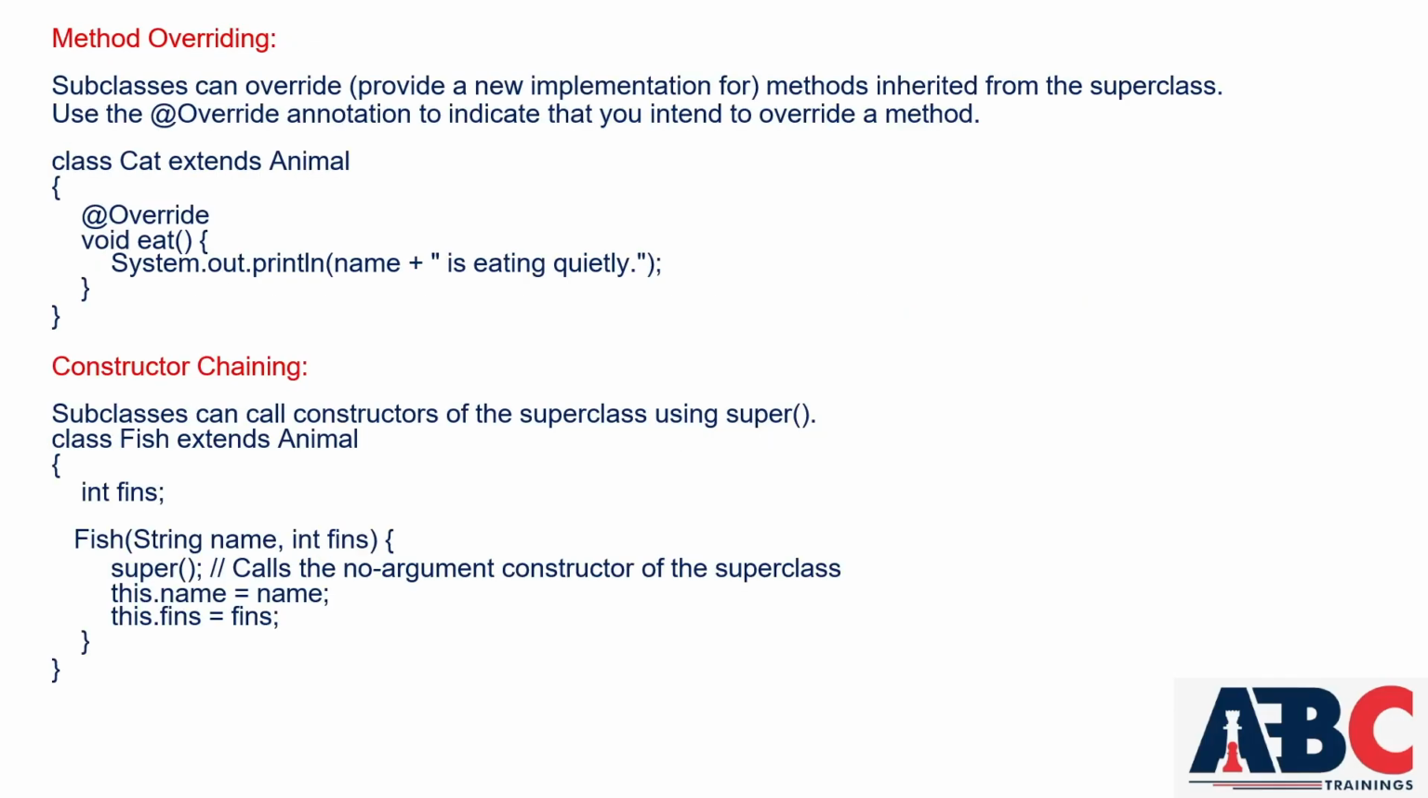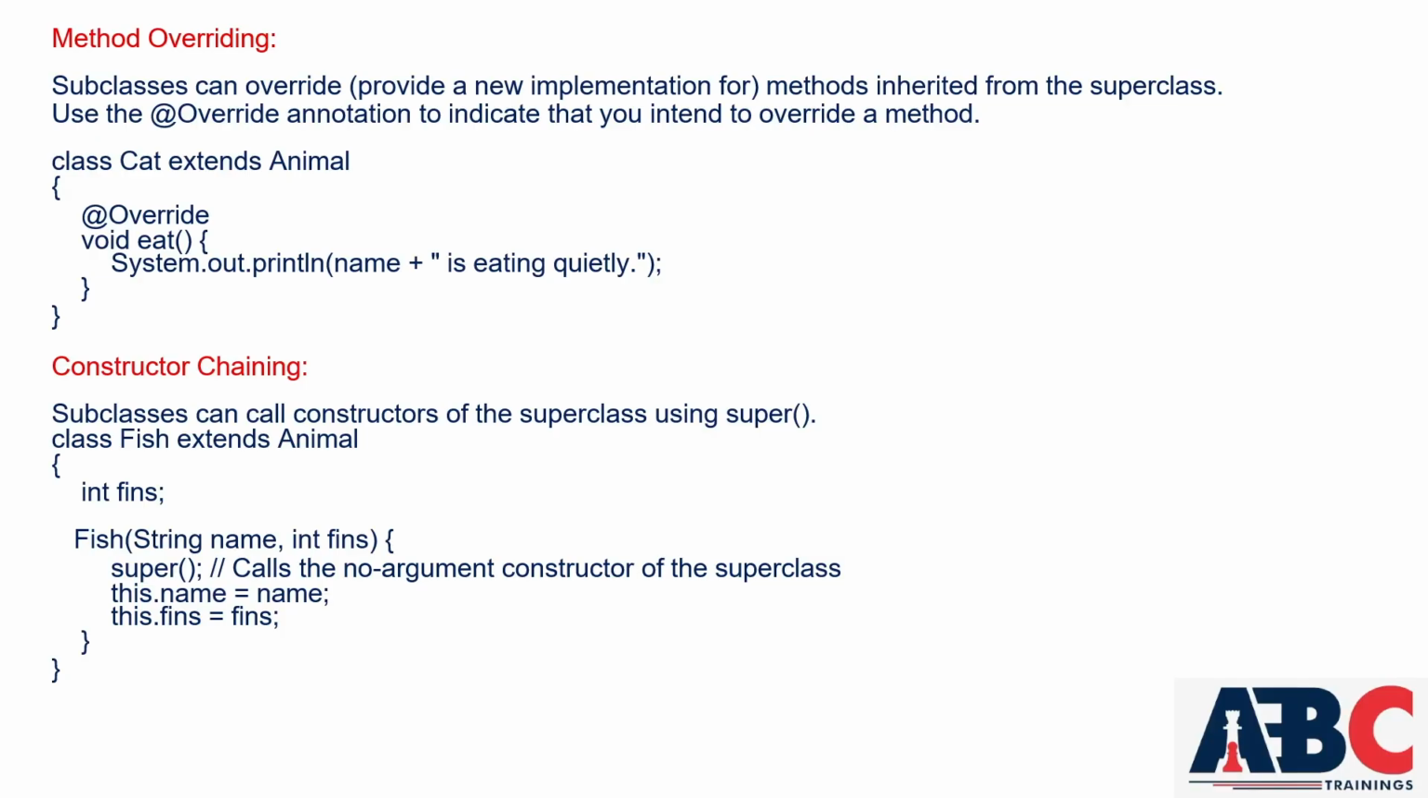Next is method overriding. Subclasses can override, meaning provide a new implementation for, a method inherited from the superclass. We use the @Override annotation. It indicates that you intend to override the method. So we add @Override to override the methods.